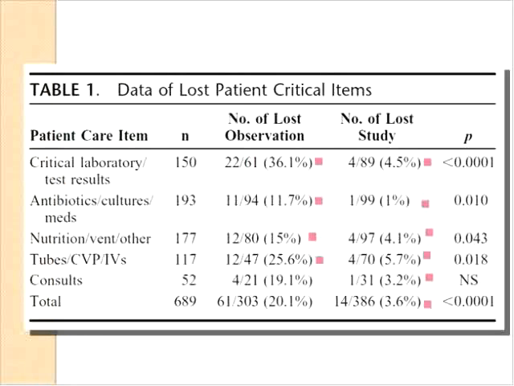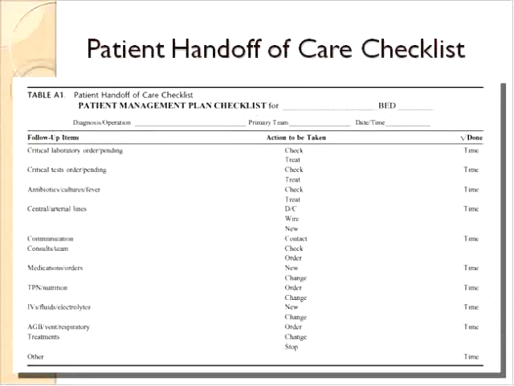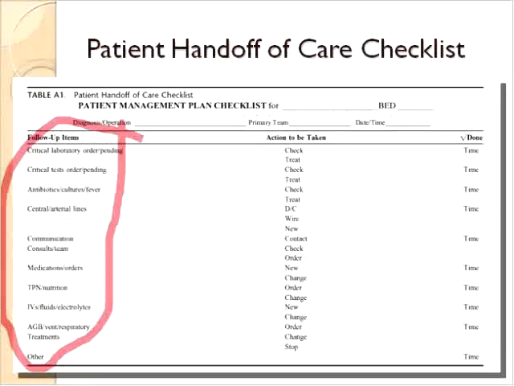But all the others were statistically significant, the total and each of the various areas. So in fact, a checklist, here is the one they used for this particular study, a patient handoff of care checklist. It listed all of the major areas where information was needed, and then you simply check something and note when you have done it, check it off here. And one of these for each patient was the way this was used.